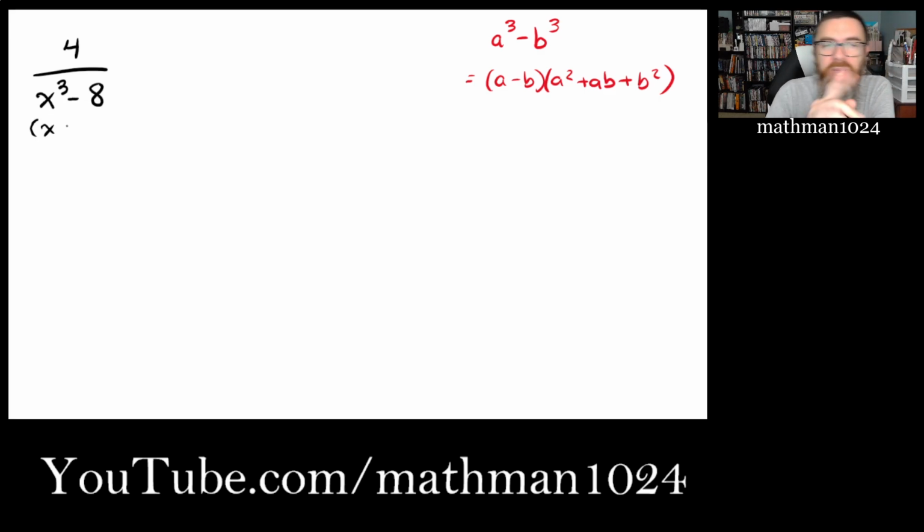So the a and the b here are going to be x and 2 because that's what's being cubed, x to the third and 2 to the third. So following this pattern, it's going to be x minus 2. Then we have a squared plus ab, so that's going to be 2 times x, and then plus b squared, and that's just going to be 4. Now, x squared plus 2x plus 4 can't be reduced anymore, so it's an irreducible quadratic factor.